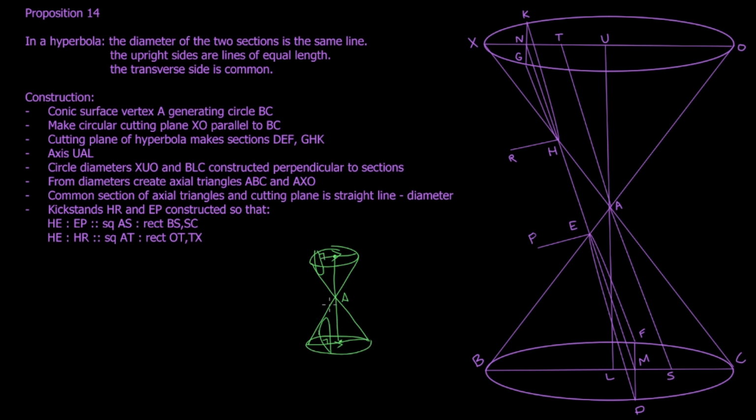So now that we have our diameters, we're going to construct lines to the axis, and we're going to create these axial triangles. Over here, the axial triangles would be AXO and ABC. And then once we have those axial triangles, the section where the plane of the axial triangles cuts the plane of the cutting plane, where the hyperbolic sections are, that's going to create our diameter, and it will be NHEM. And that is a straight line because a plane cutting another plane results in a straight line, and it's the same line. So we've checked off two of our three proofs just with the construction. And to check off our third, which is that the upright sides are lines of equal length, we're going to do some ratio manipulation.